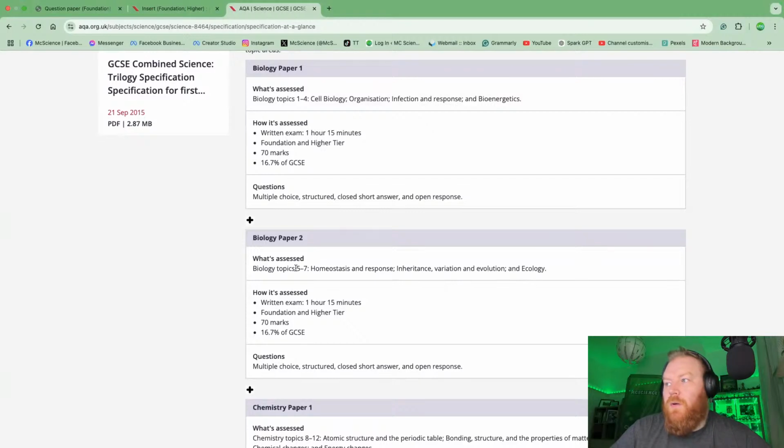So topics 1 to 4 are cell biology, organization, infection and response, and bioenergetics, whereas paper two is homeostasis and response, inheritance and variation, evolution, and ecology. And this is something you can look at if you're an Edexcel student or OCR. If you go onto their website, you can look at the exact information that's going to be in your exam that day.